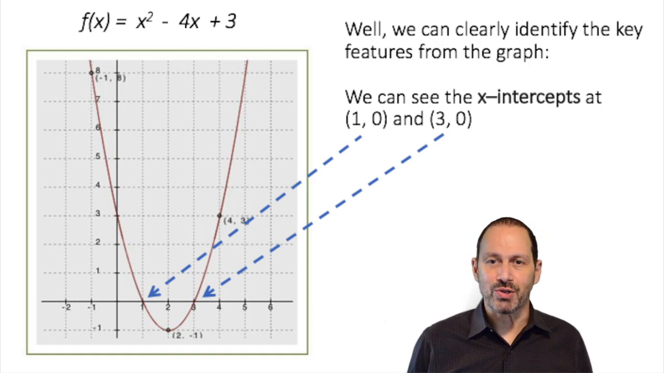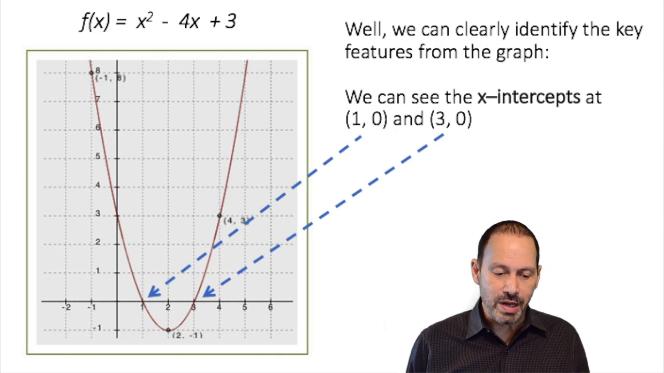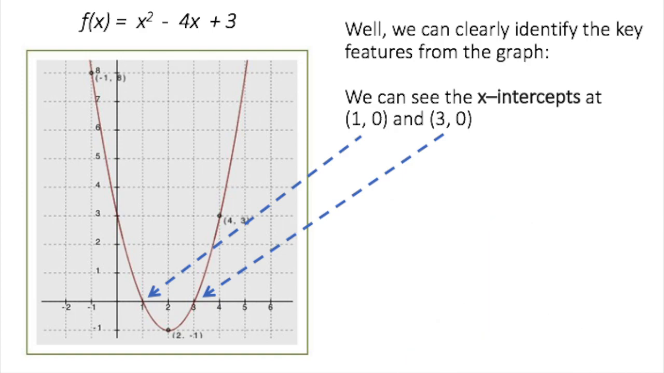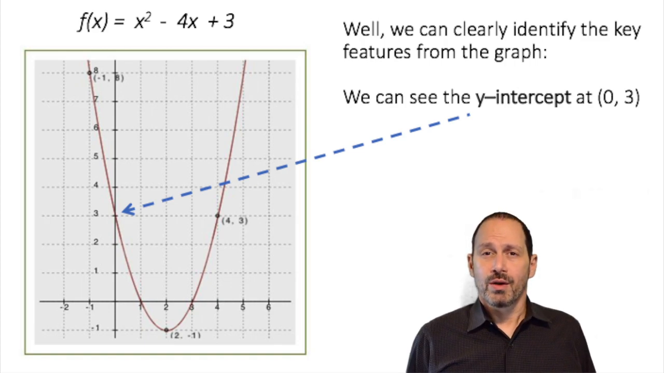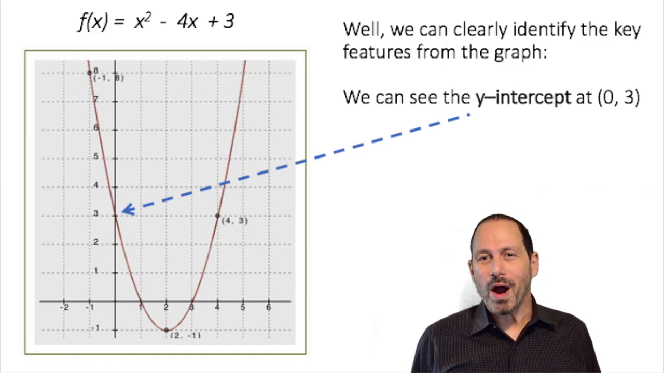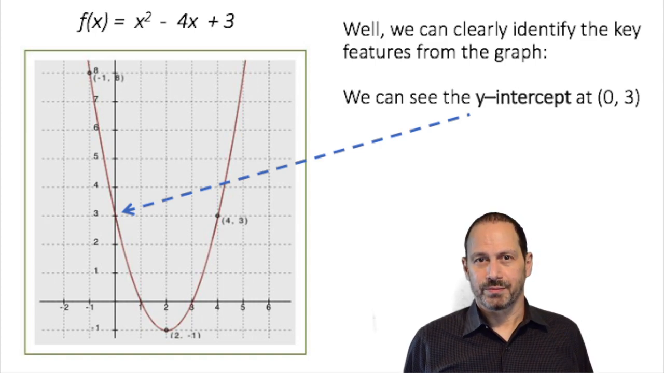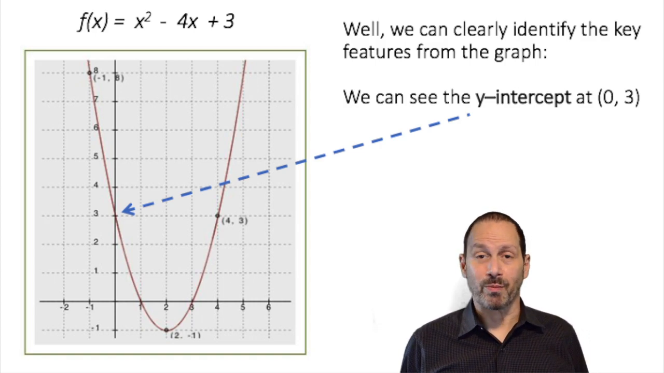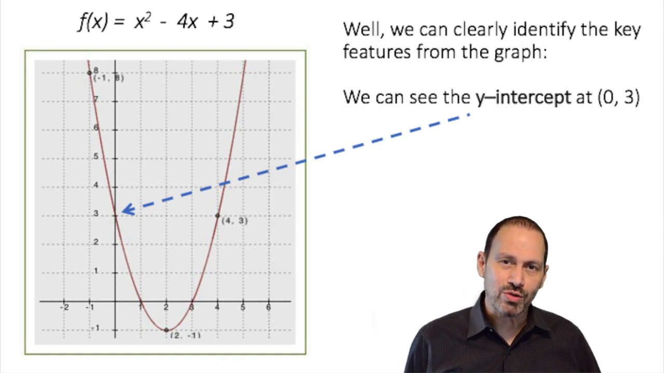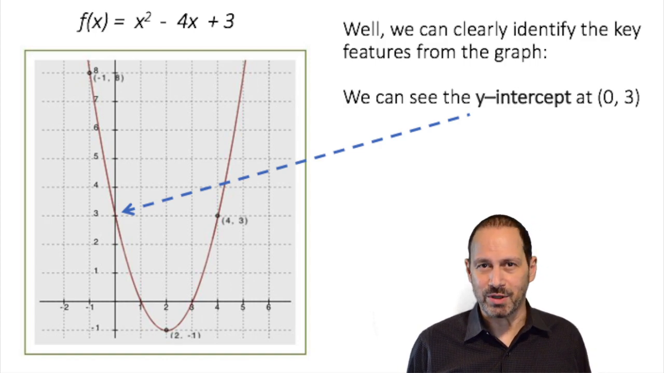That is information that we can see by just looking at the graph and looking at those key features. We can also see the y-intercept right at (0, 3). Again, we can see the y-intercept from just taking a close look at the graph of this parabola.